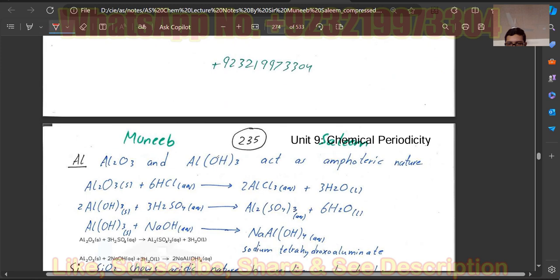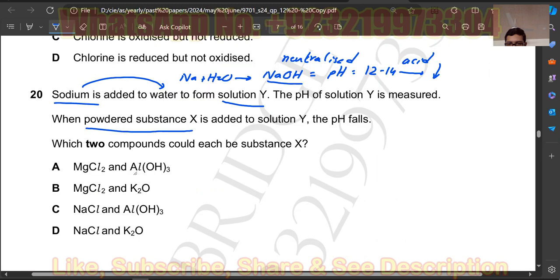Right here in my notes you can see that aluminum hydroxide acts as an amphoteric compound, which means it can react with both acid and also with base. So aluminum hydroxide has the possibility of reacting with the sodium hydroxide to neutralize it, because it is now acting as an acid towards NaOH. So Al(OH)3 is a correct compound for this purpose, to decrease the pH value.